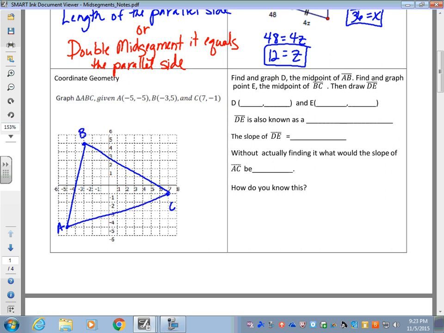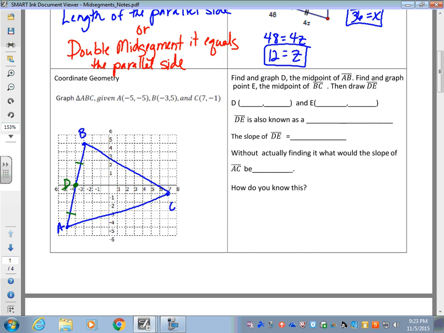Alright, it says find and graph D, the midpoint of AB. Well, even if I didn't physically see this, I could use the slope, but I'm hoping you can see it right there. That is D. It's the midpoint of AB. So I'm going to put the little tick marks.